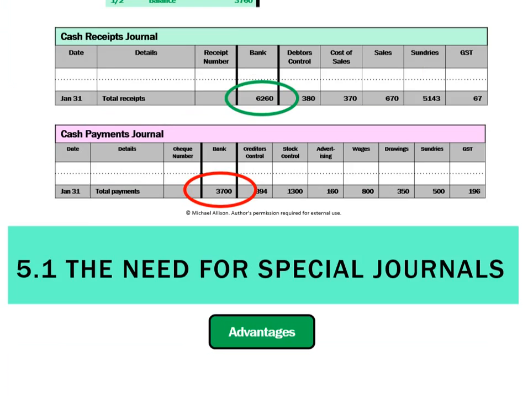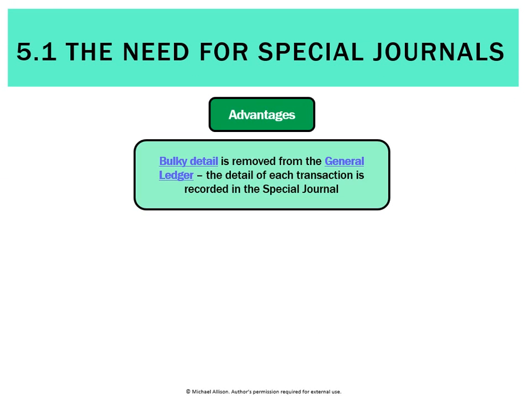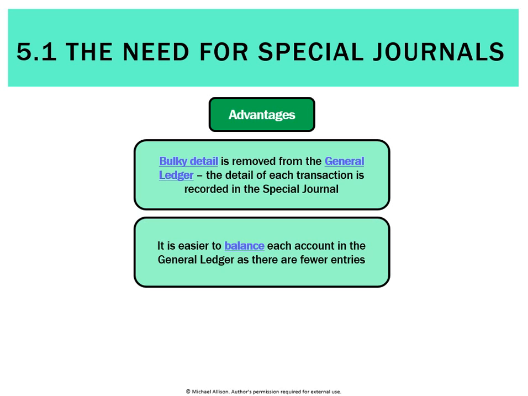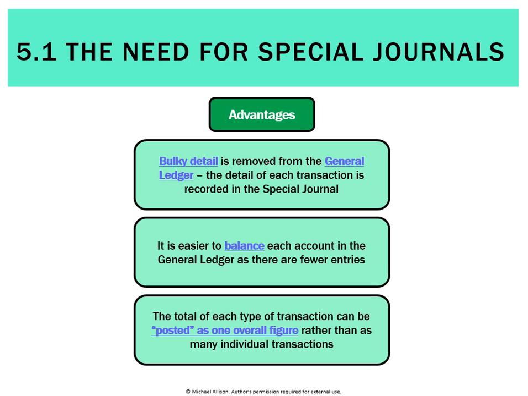That's much more understandable. It's much more efficient. And we want to look at some of the advantages when we get theory questions about this. Why are we doing it? Well, one reason is we're getting rid of the bulky detail from the general ledger. The detail of each transaction is important, but we're not going to put it in the ledgers anymore. We're going to put it in the special journals. It's much easier to balance, as we just saw. And each type of transaction can be posted as one overall figure rather than as many individual transactions.